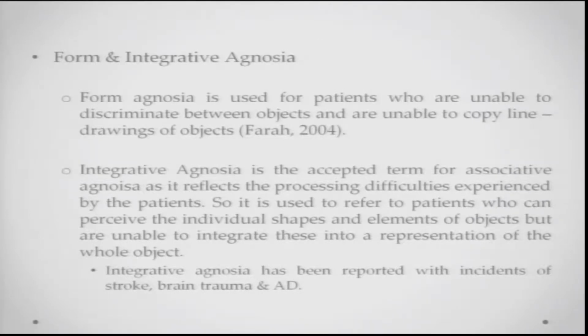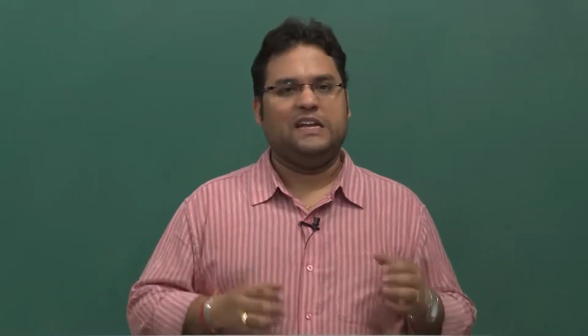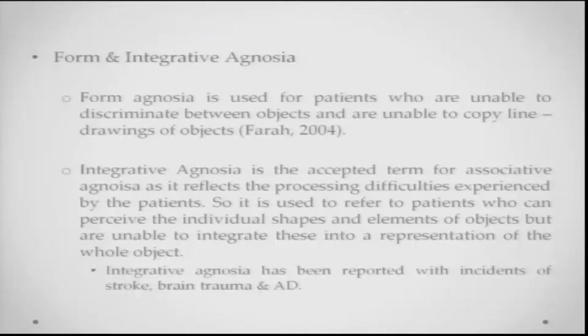Now, there could also be related forms: form agnosia and integrative agnosia. Form agnosia is basically very similar to apperceptive agnosia, so it is used for patients who are unable to discriminate between objects, who are unable to copy line drawings of objects. Again, it comes out of the research of Farah in 2004. Integrative agnosia is basically a term used nowadays for associative agnosia, and this term reflects the actual processing difficulties that these patients are facing.